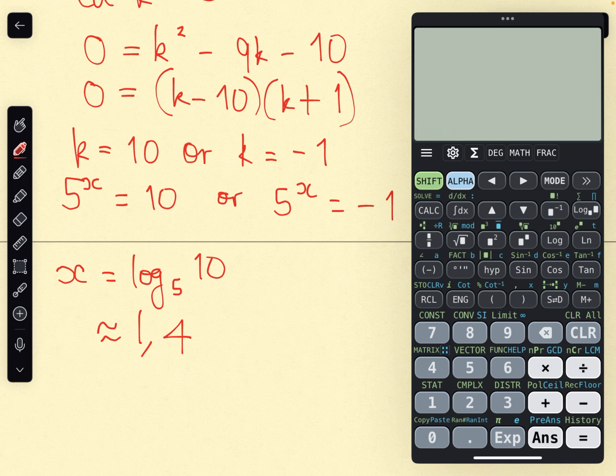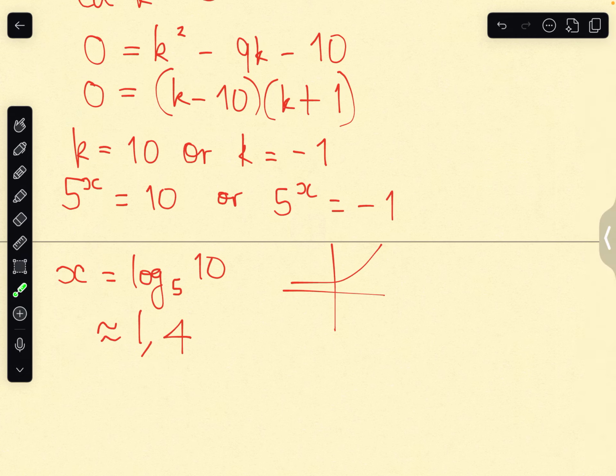And then for this guy, we don't get any solutions. And that is because if you think about the graph of y is equal to 5 to the x, we can see that all the outputs of this function are positive, greater than 0. So there isn't an x that's going to give us an output that is below the x-axis. So no solution here. So this is really the only solution that we get.